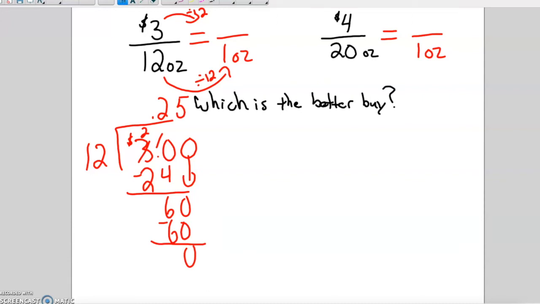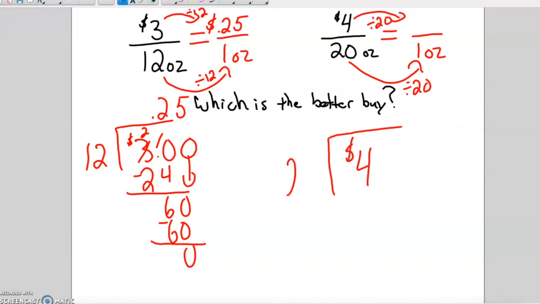So this one costs 25 cents per ounce. Okay? Now this one. Divide by 20, right? Do the same to the top. Divide by 20. So $4 divided by 20. How many 20s fit into 4? Well, that's 0. You could put a 0 here. You don't have to. Put in a 0.